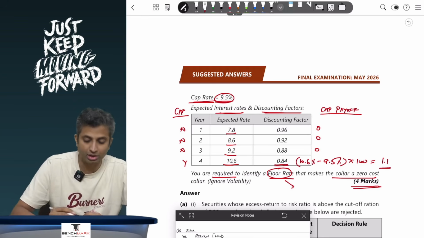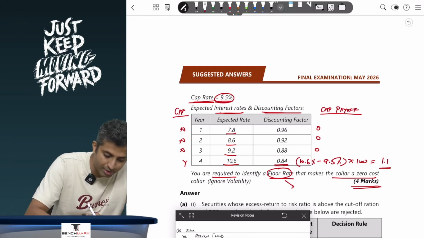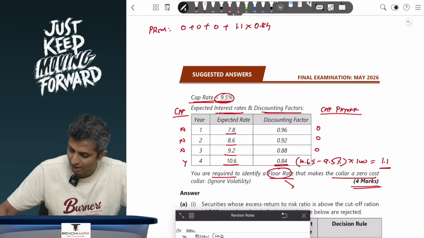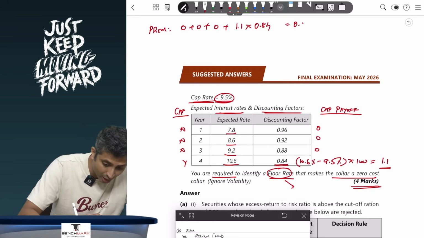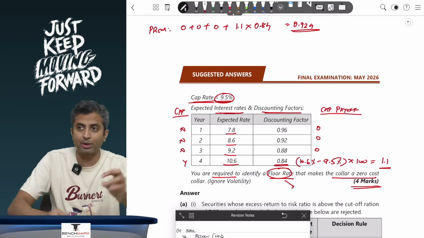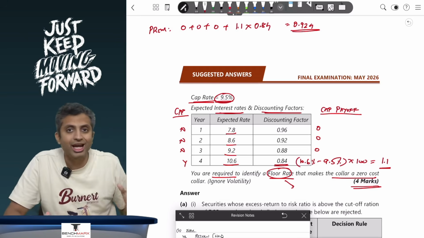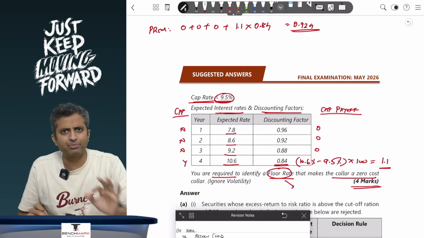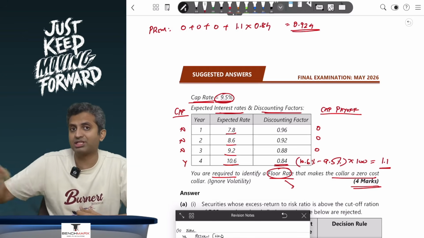Now, in today's terms, remember the premium has to be paid today. The premium is the present value of the future cash flow. This is 0 for the first year, 0 for the second year, 0 for the third year, and 1.1 crores for the 4th year, which is into 0.84, and hence 1.1 into 0.84 comes to around 0.924. So ideally, in an efficient market, I would be ready to pay 0.924 as a premium for the cap, because the value of any asset, including a cap, which is also an option, is the present value of the future cash flows.